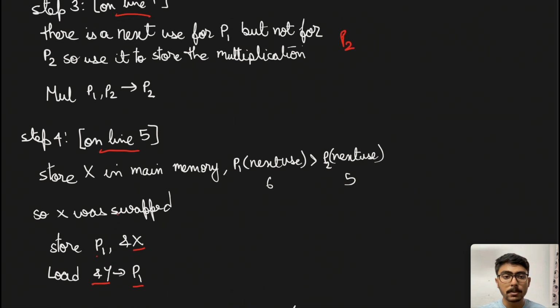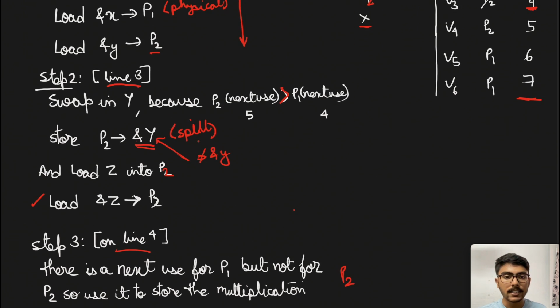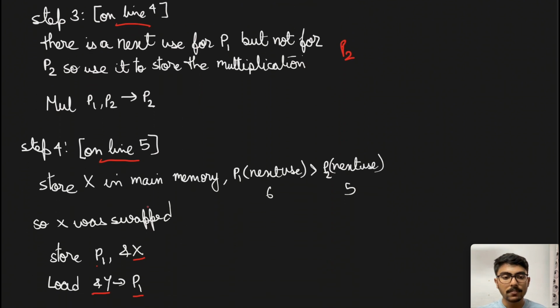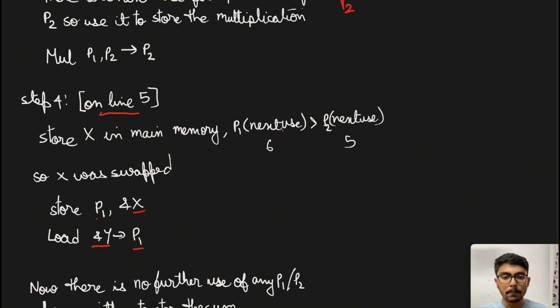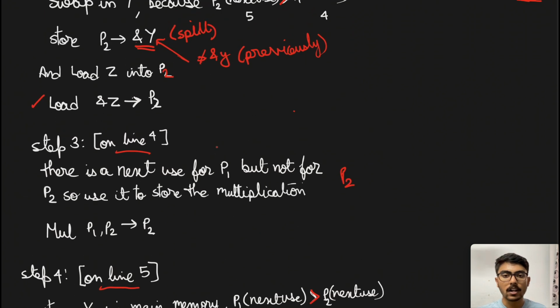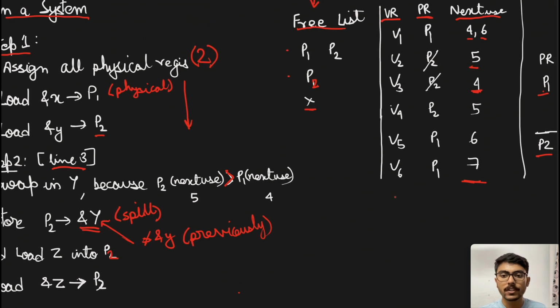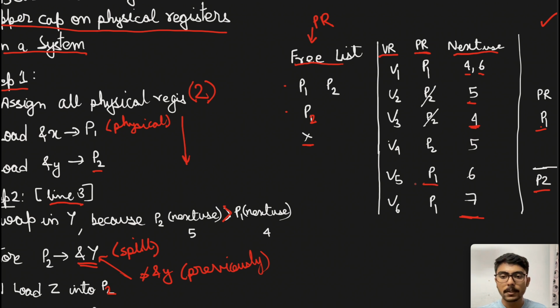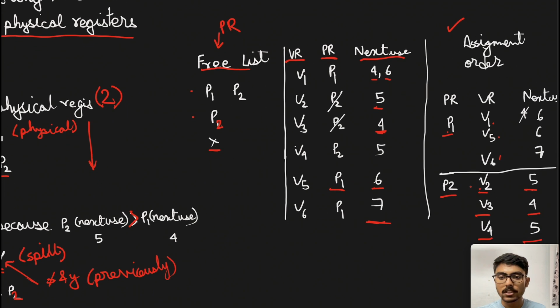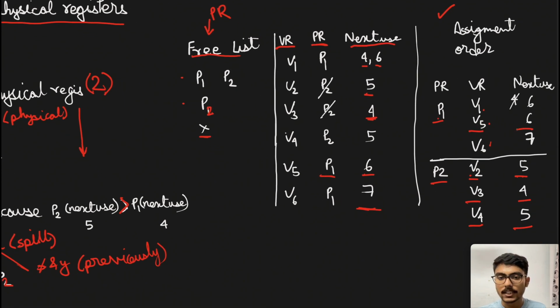into P1. Remember that what is Y? Y is what we had stored previously. It is the value of V2. So that we are loading into P1. And why P1? Because its next use is greater than the next use of P2. Perfect. So now we are having another assignment. So what we will do is we will just write it here that P1 has the next value of V5 and its next use is 6. And if we just go here, V5 and 6.